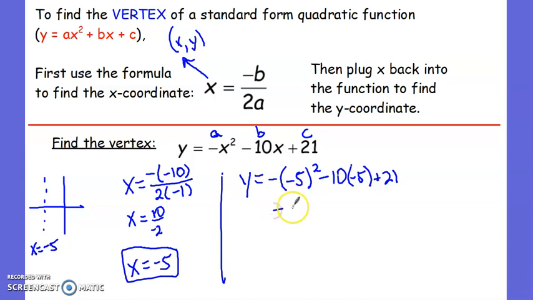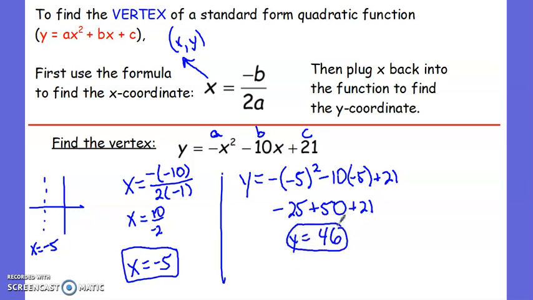That makes this negative. Again, negative 5 squared would be a positive 25. But again, this negative out here is going to stick around. Negative times negative will be a positive. 5 times 10 is 50. And plus 21. So negative 25 plus 50 is 25. Plus 21 would be a 46 right there.